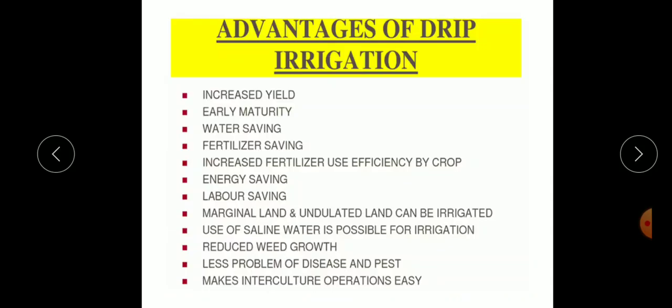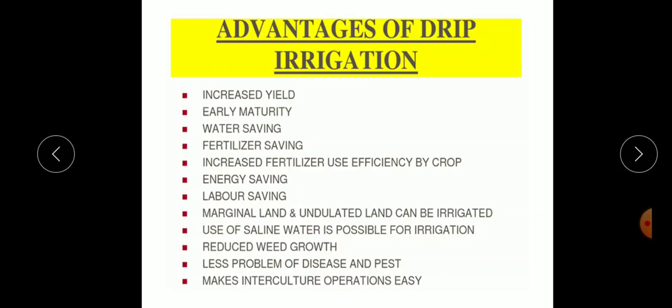Advantages of drip irrigation. Drip irrigation is a form of irrigation that saves water and fertilizers by allowing water to drip slowly to the roots of many different plants, either onto the soil surface or directly onto the root zone. So that is called drip irrigation. What are the advantages of drip irrigation?